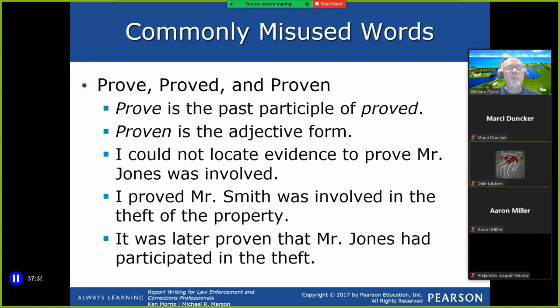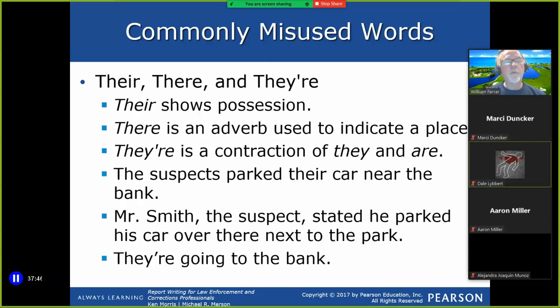Prove, proved, and proven. I won't go through all of these, but I just wanted you to know some words that are commonly misused when we write our police reports. And then the biggest one that really gets misused would be there, their, and they're, right? So the first, the T-H-E-I-R, is possessive. The middle one, the T-H-E-R-E, is used to indicate a place. And then the one with the contraction is the words "they are."